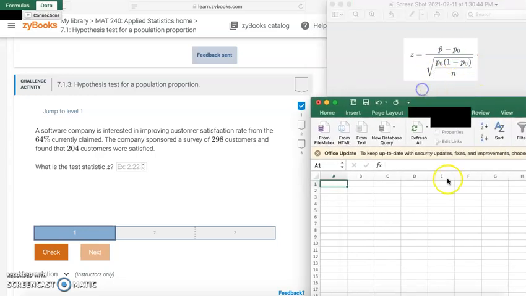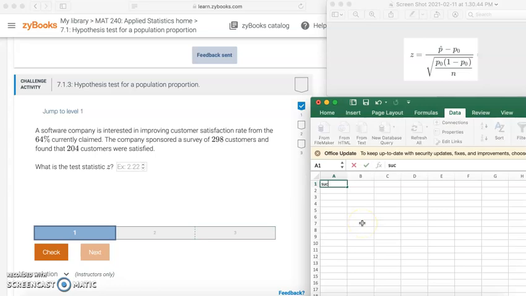So let's go ahead and put some of our stuff into Excel here. So we have the number of successes. That's the number of people that are satisfied. That's 204. And we have the number of observations. That's our 298. We have p hat. Remember, that is the number of successes divided by n. P naught is given as 0.64. So let's go ahead and type in our z.